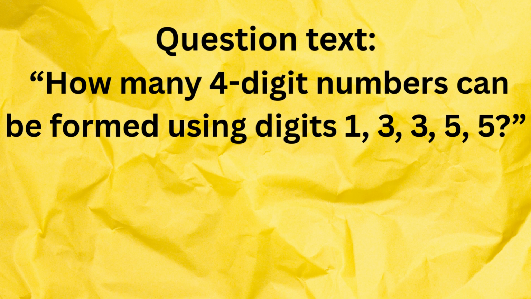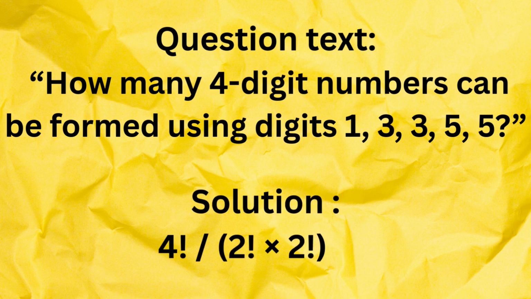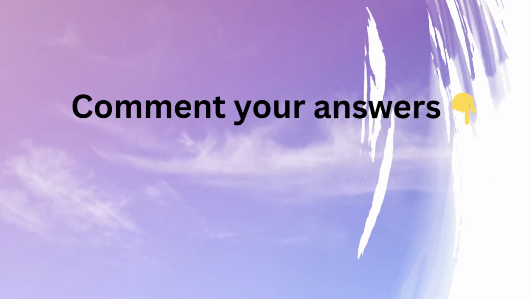Let's solve a typical exam question. How many four-digit numbers can be formed using digits 1, 3, 3, 5, 5? Total digits 4, that becomes 4 factorial. Repeated digits: 3 appears twice and 5 appears twice. That becomes 2 factorial multiplied by 2 factorial. So the number of distinct 4-digit numbers will be 4 factorial upon 2 factorial multiplied by 2 factorial, equals 6. This is a very common formula-based question. Don't skip it.